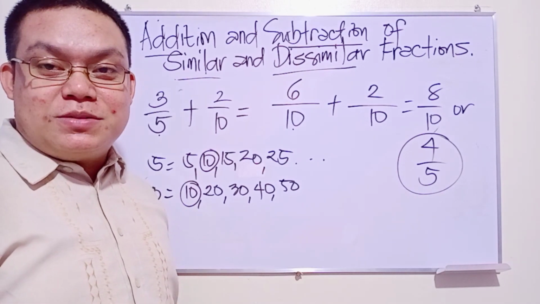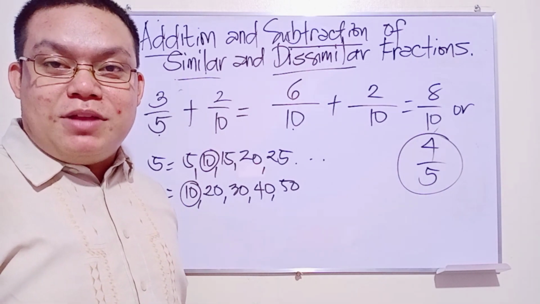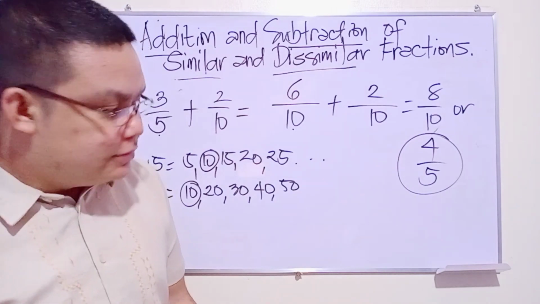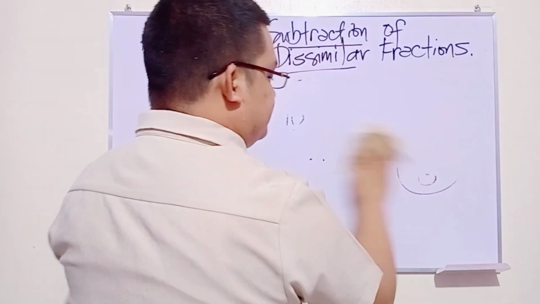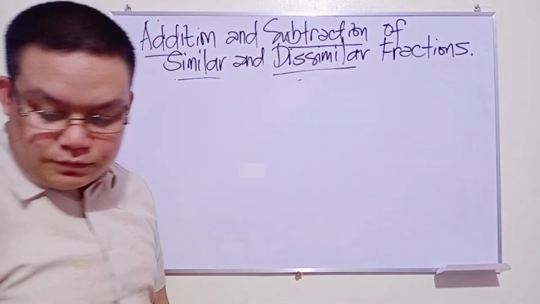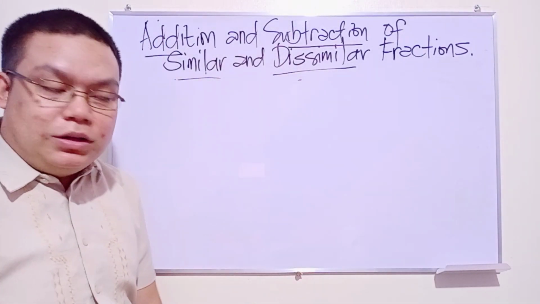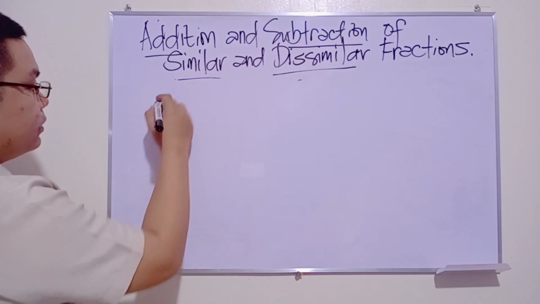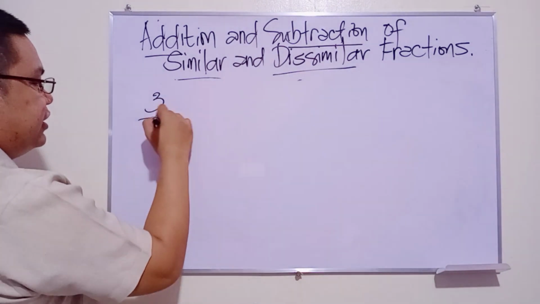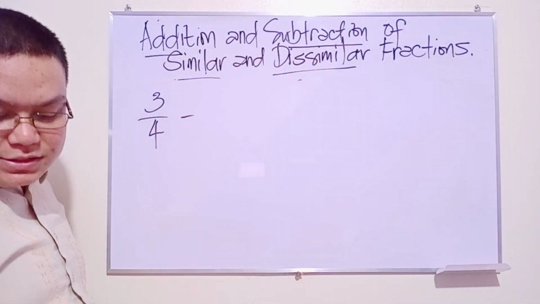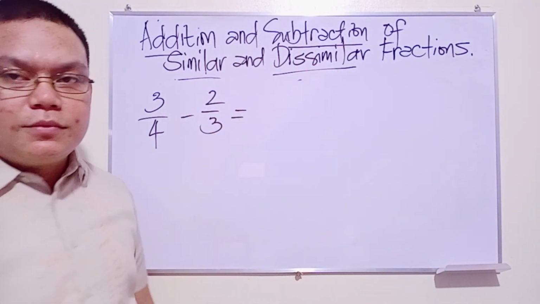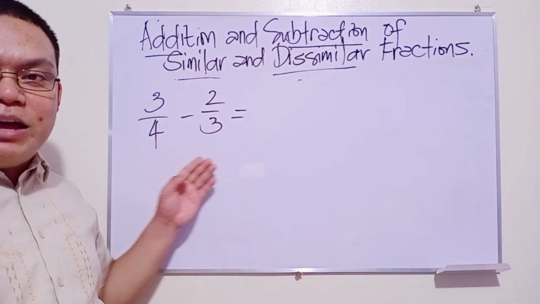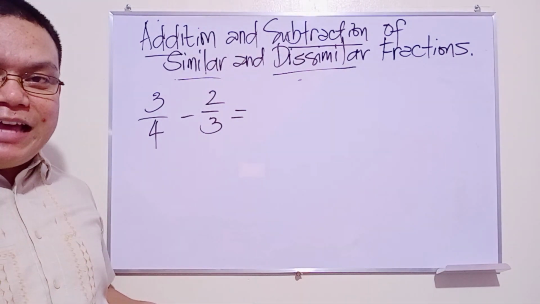Paano naman po yung pag-subtract ng dissimilar fractions? For example, 3/4 minus 2/3. So, magkaiba ulit ng denominator. So, kukunin ulit natin ang LCD.